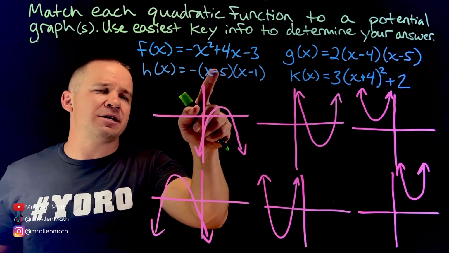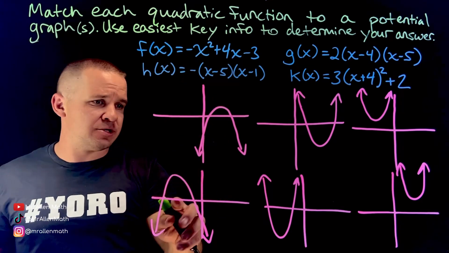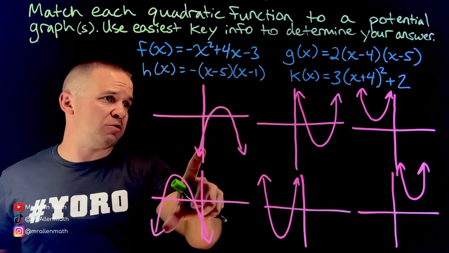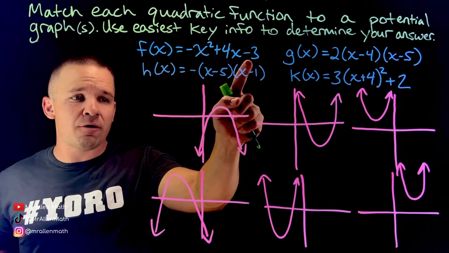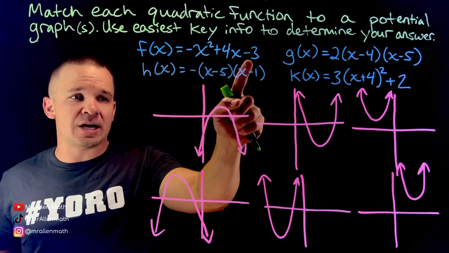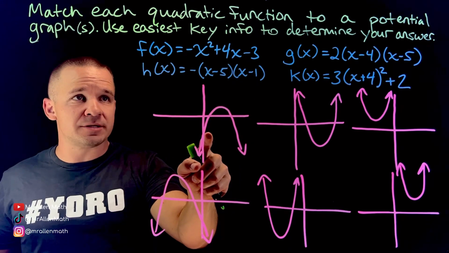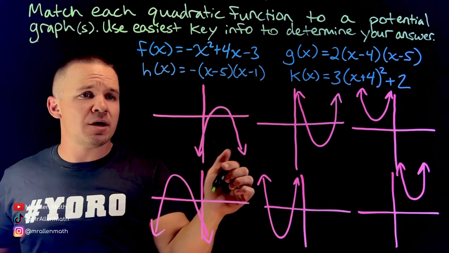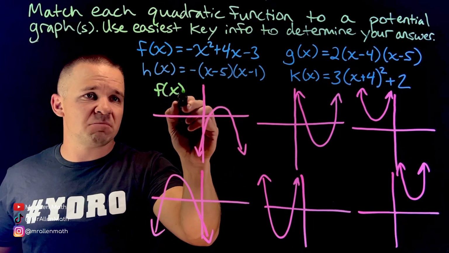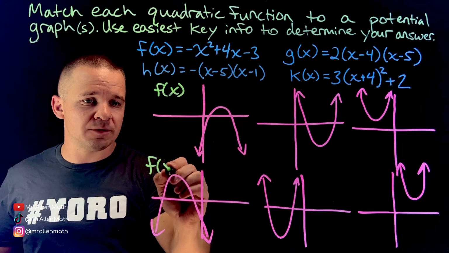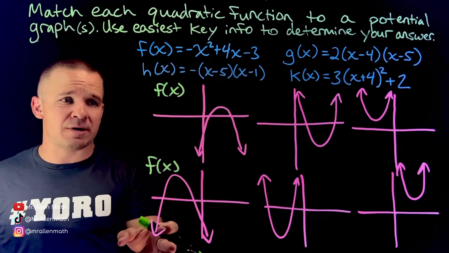So for f of x here, it's opening down, right? So it could be just these two really. All right, it's got a negative y-intercept. So this has a negative y-intercept, and that has a negative y-intercept. So I'm going to say that f of x, that's a potential graph right here. Same with this one. Now, obviously, these are 2 very different ones, right?